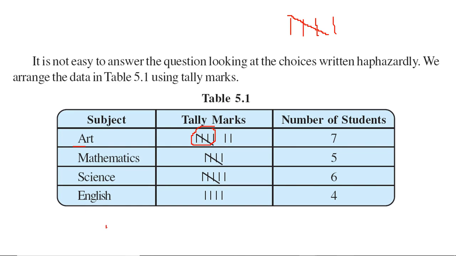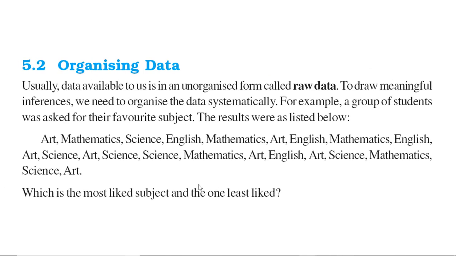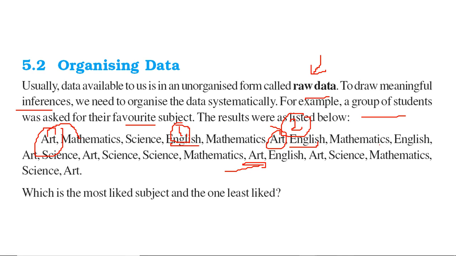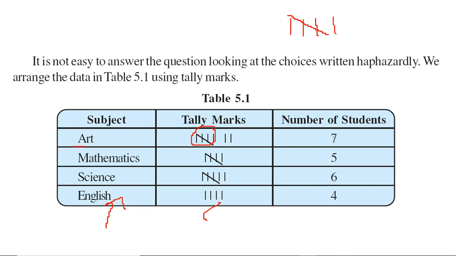We'll just go back to our raw data and try to see how many students have said English. So this is 1, this is 1, this is 2, this is 3, and this is 4. So 1, 2, 3, 4, like this we'll put the bar, okay, 4. So these are the number of students who said that their favorite subject is art: 5, 7, 5, 6, and 4.